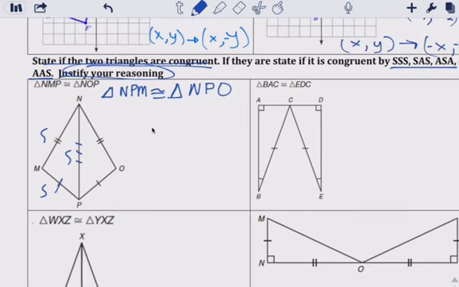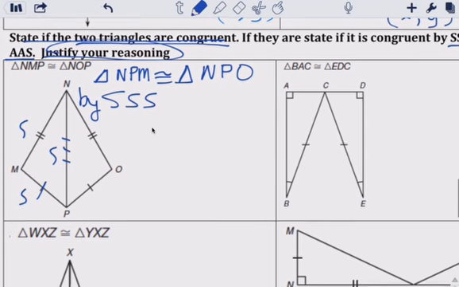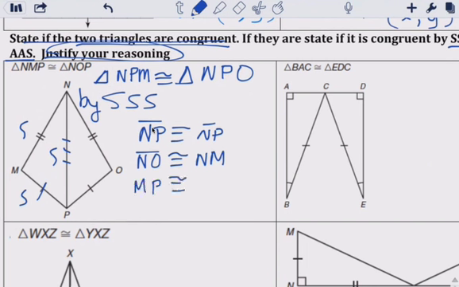State if they're congruent by: these two triangles are congruent by side-side-side. Okay? And you need to write the sides. Line segment NP is congruent to line segment NP. Line segment NO is congruent to line segment NM. And line segment MP is congruent to line segment OP. Okay?